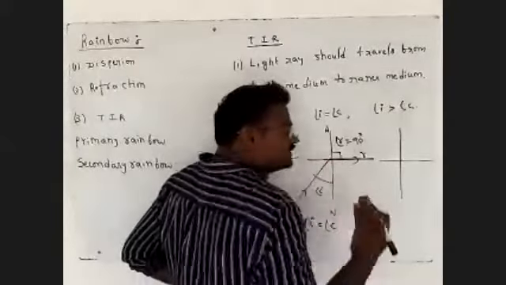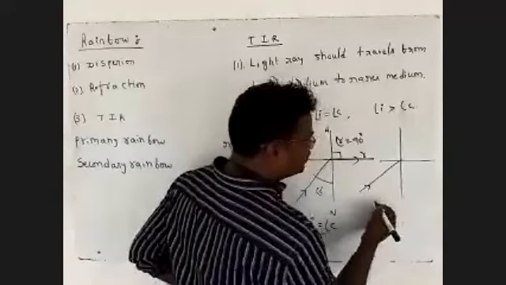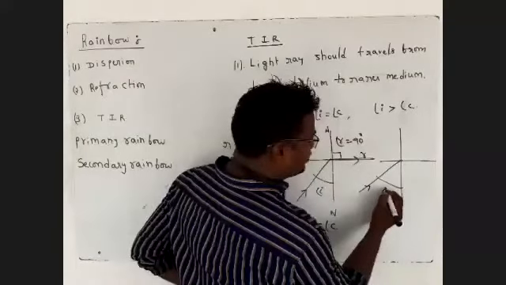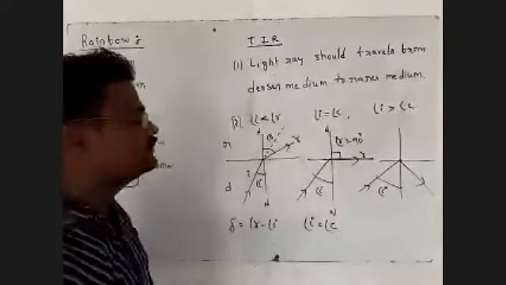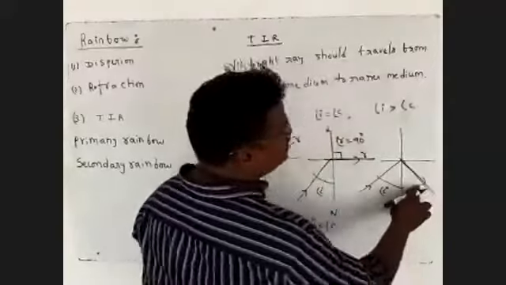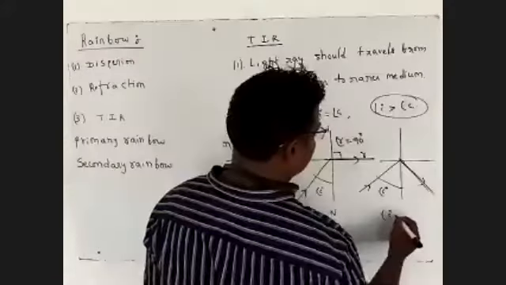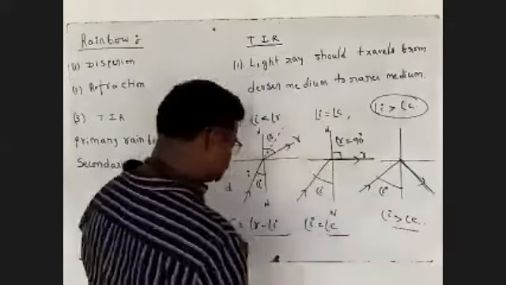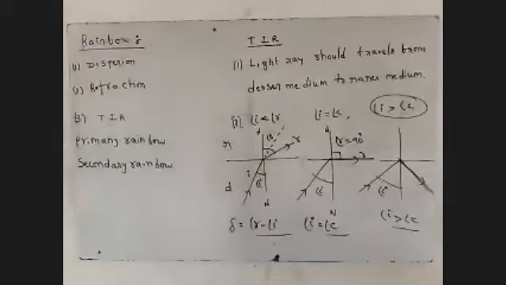Next, I'm taking the angle of incidence greater than the critical angle. It is reflected back into the same medium. So we call this total internal reflection. This is angle of incidence greater than critical angle. This is total internal reflection. Already I explained this concept to you.